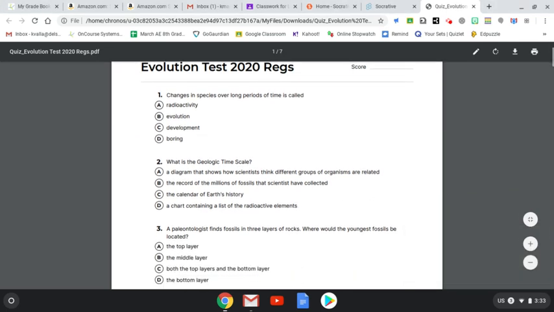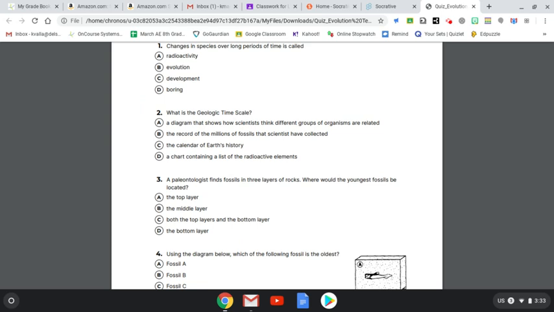Number two, what is the geological timescale? A, a diagram that shows how scientists think different groups of organisms are related. B, the record of the millions of fossils that scientists have collected. C, the calendar of Earth's history. Or D, a chart containing a list of the radioactive elements.